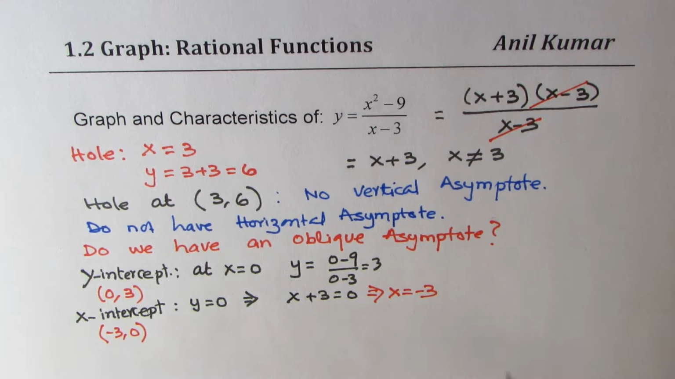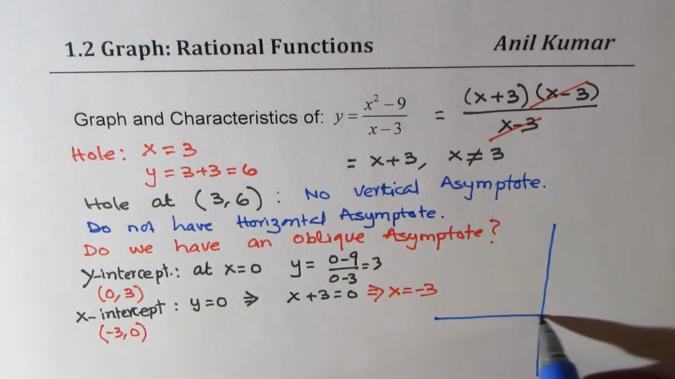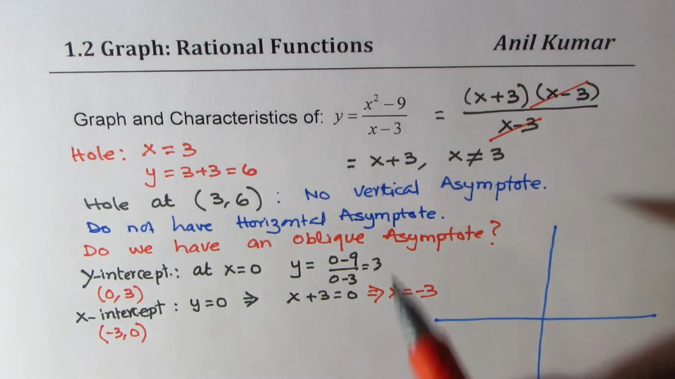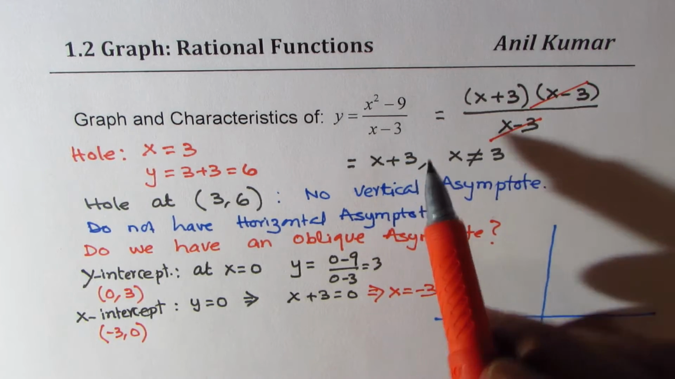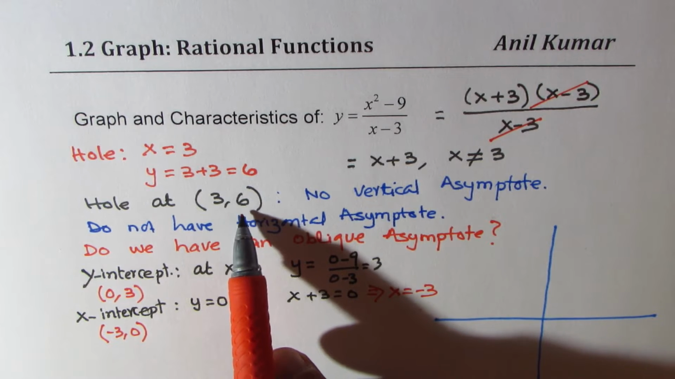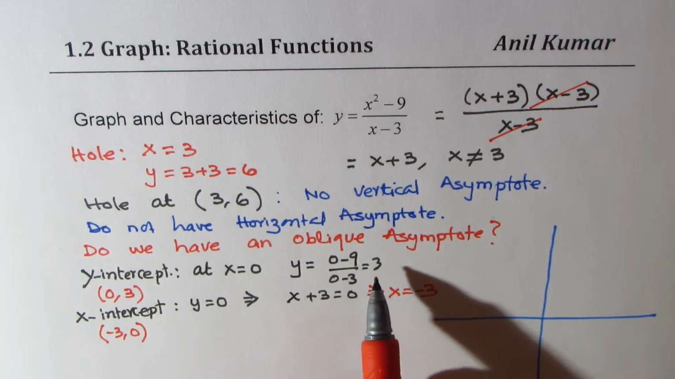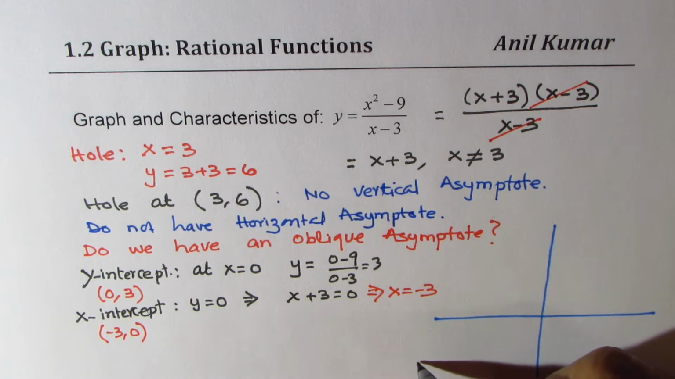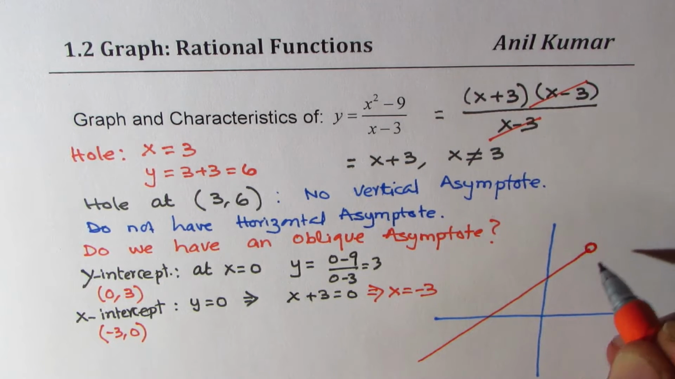Now what you also notice here is that I'm going to make very rough sketches, okay, with critical parameters highlighted. That's the whole idea. Perfect. So what we get here is a straight line with a hole at 3, 6, right? So that is how it is. Y-intercept being 3, x-intercept being minus 3, correct? So a straight line like this could work. Now that point is a hole for us.